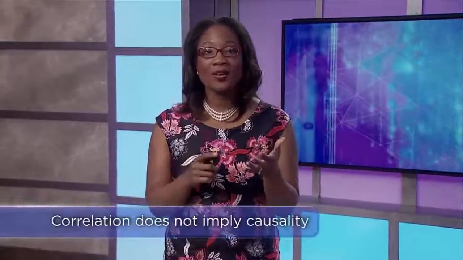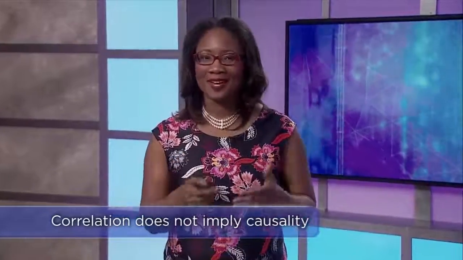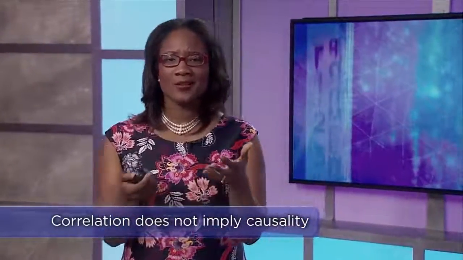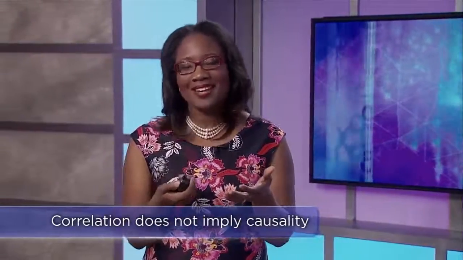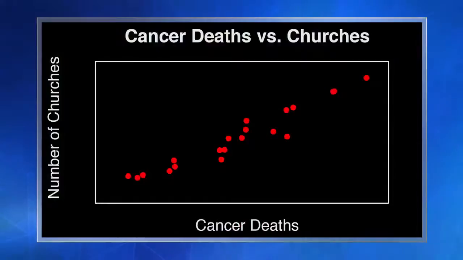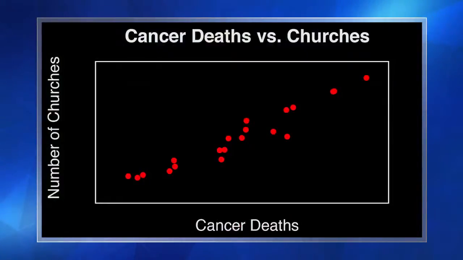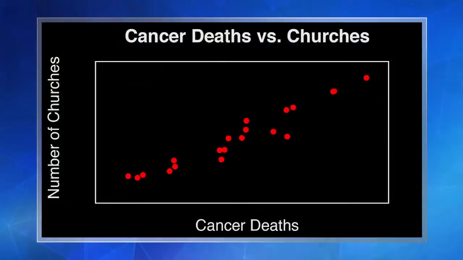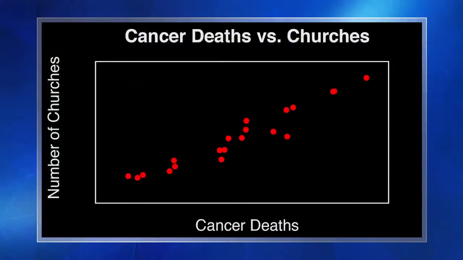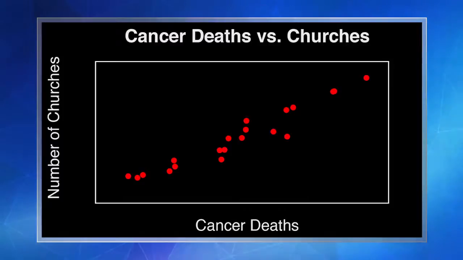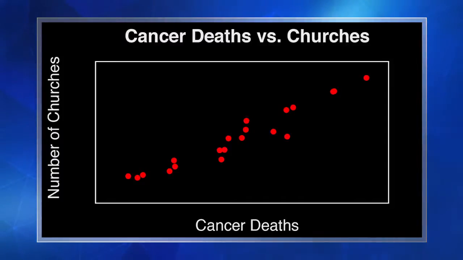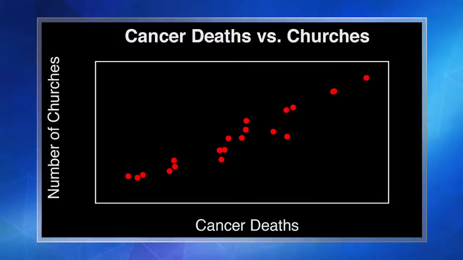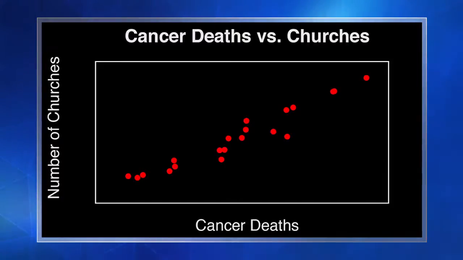And one last pitfall, and I really want you to remember this. Correlation does not imply causality. So just because X and Y are correlated, it doesn't mean that X causes Y. They might both be caused by some other factor, or it could be that Y causes X instead. Here's a plot of cancer deaths versus churches. Notice that as the number of churches increases, so does the probability of dying from cancer. But do you think they really have a relationship? No, in fact, they're both correlated to the size of a population.